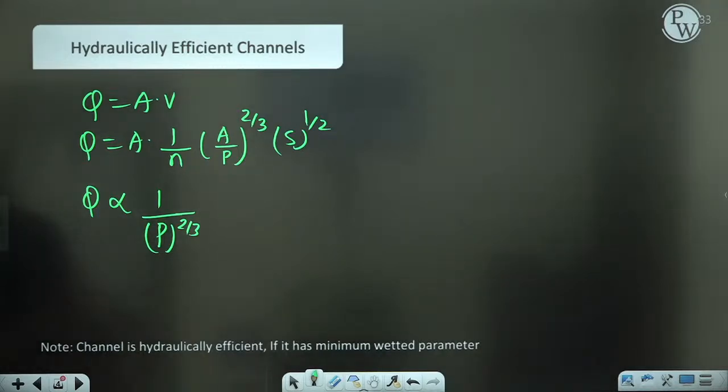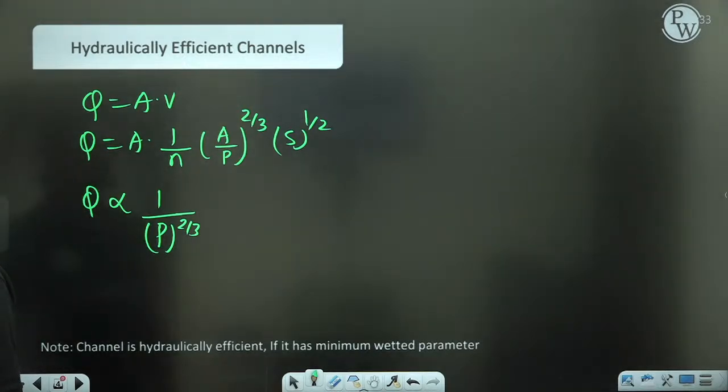Is that clear till here? Till here, is that clear to all of you? Good evening, Vikas. Good evening. Is that clear to all of you till here?